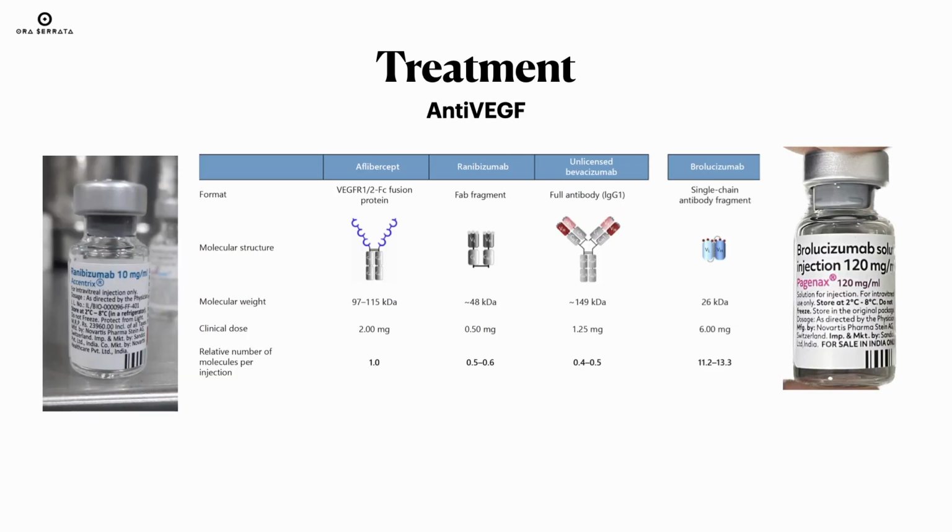Now coming to the intravitreal injections, firstly the anti-vascular endothelial growth factor injections. These are of several types. For example, aflibercept, it is a VEGF receptor 1 to Fc fusion protein. Ranibizumab is a Fab fragment, and bevacizumab is a full body antibody. And the newest one is brolucizumab. It is a single chain antibody fragment.